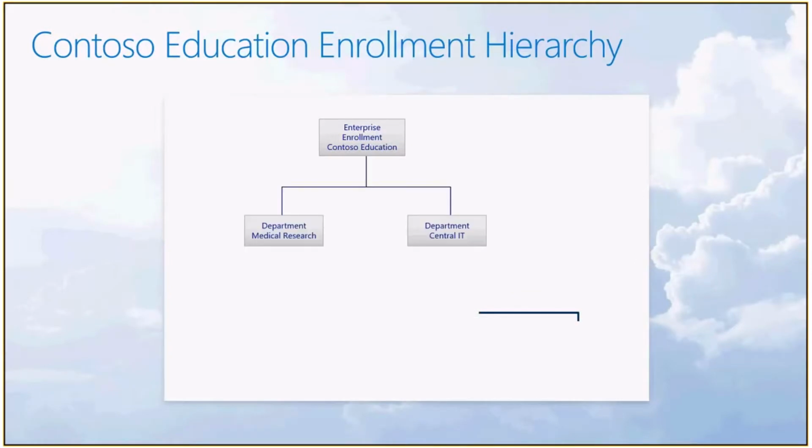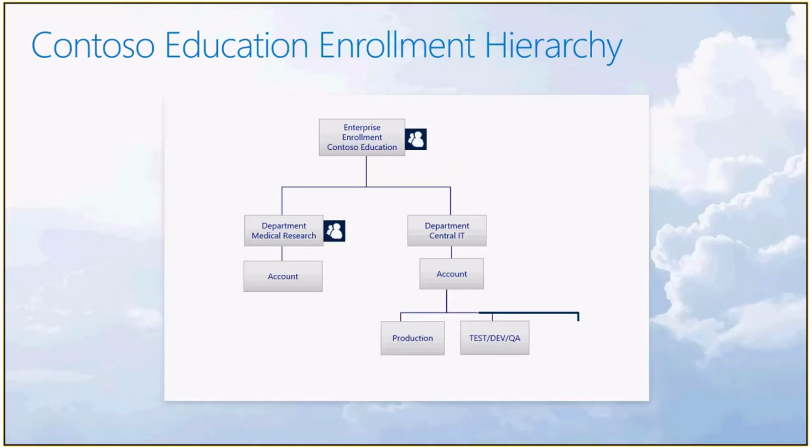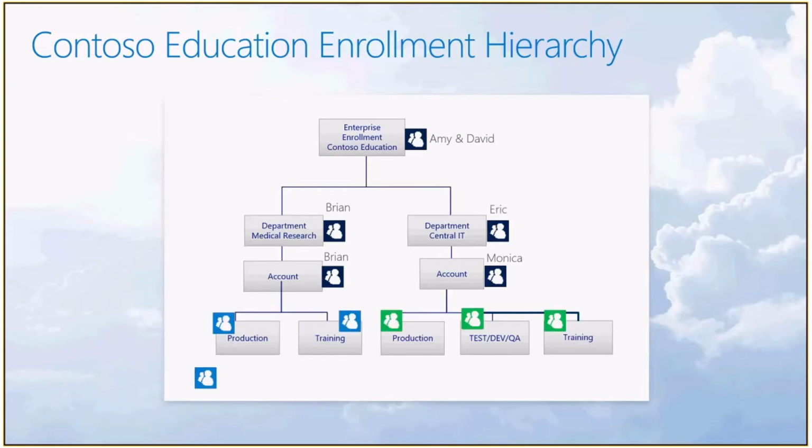All right, so let's now review our enrollment hierarchy for Contoso Education. This is following the same theme that we've defined from the beginning of the series. Again, we have the enterprise enrollment level. We have Amy and David. We have departments that we've created for medical research, where Brian is the account owner, and Eric and Monica are the department and account owners for Central IT. And now at the subscription level, for medical research, we have two subscriptions: production and training.